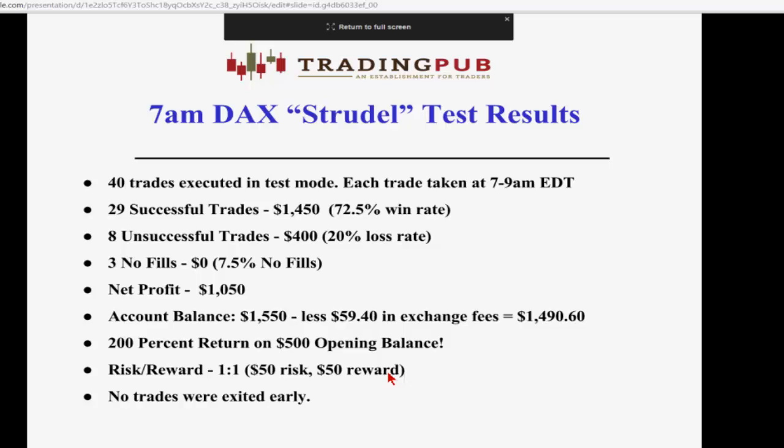I assumed that I was starting this whole thing with a $500 opening balance. Add that profit to the opening balance. That takes you to $1,550, less $59.40 in exchange fees for a $1,490.60 net profit. That's a 200% return on a $500 opening balance with a 1-to-1 risk-reward ratio, and no trades were exited early. So this was between August and September.